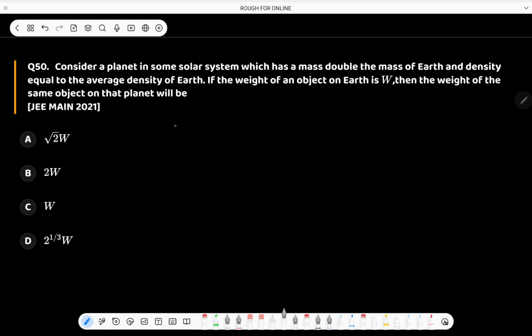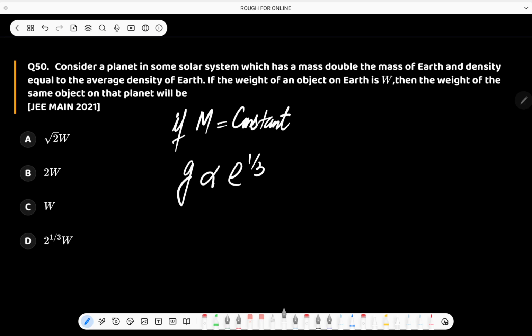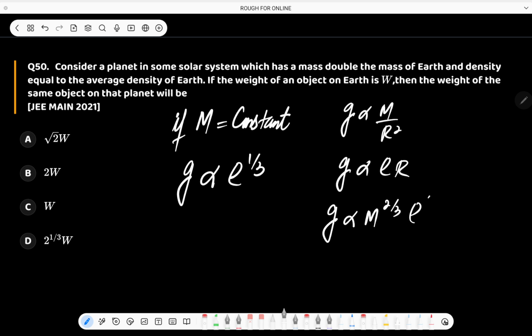One thing you should remember: if mass is constant, then acceleration due to gravity is directly proportional to rho raised to the power 1/3. You should remember this. You already know that acceleration due to gravity is proportional to m/r², and proportional to ρ multiplied by r. But here in this question, the talk is about mass and density. There is one more equation: acceleration due to gravity is directly proportional to m raised to the power 2/3 and ρ raised to the power 1/3. Now it is given that the mass is constant, which implies that acceleration due to gravity is directly proportional to rho raised to the power 1/3.